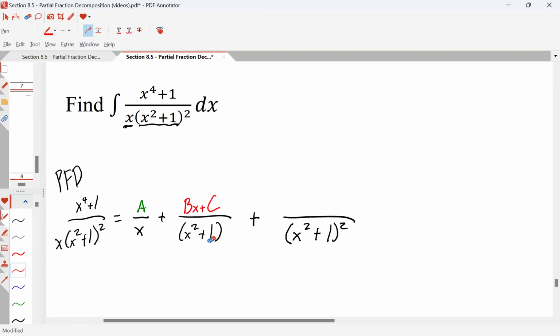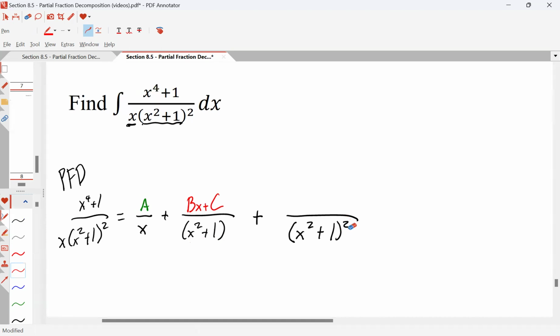And then for the last one, we generally ignore this squared. We need the squared to appropriately set up the partial fraction. But when we decide what to put above it, we're going to ignore the square and look at the fact we have a quadratic. We have x squared plus 1. Since we have a quadratic, we put a quadratic above. Sorry, a linear above. So Dx plus E.